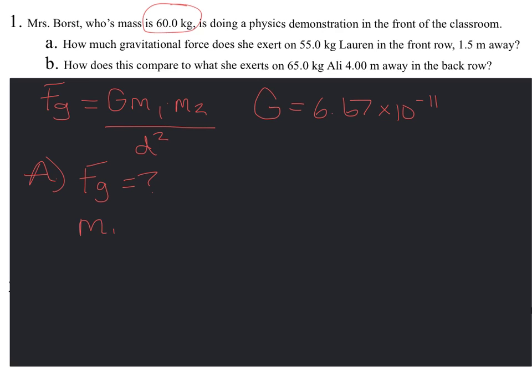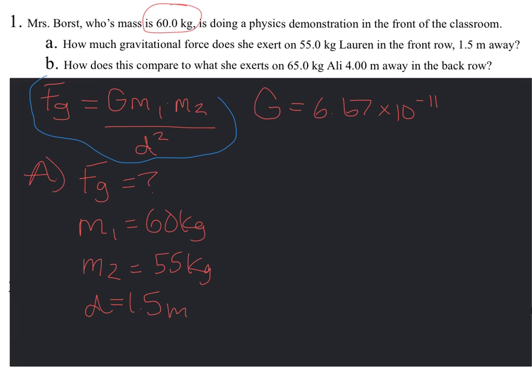Okay, so Mrs. Borst's mass, we already know from the first part, is 60 kilograms. The second student's mass, or Lauren, is 55 kilograms. And because they are sitting away from each other, they have a distance between them of 1.5 meters. All right, you have all the information you need in order to figure out the force of gravity. To do that, we're actually going to use this equation that we already wrote out. Okay, so we have our unknown, it's force of gravity, and we have all that is given to us. So let's go ahead and solve it and plug in.